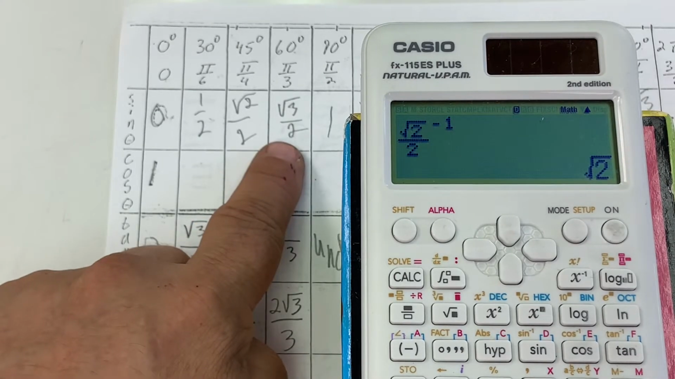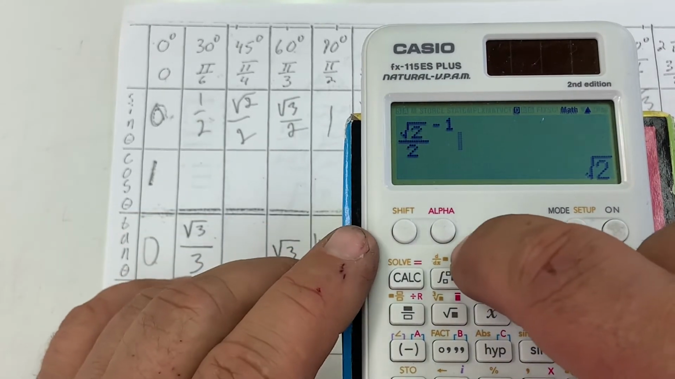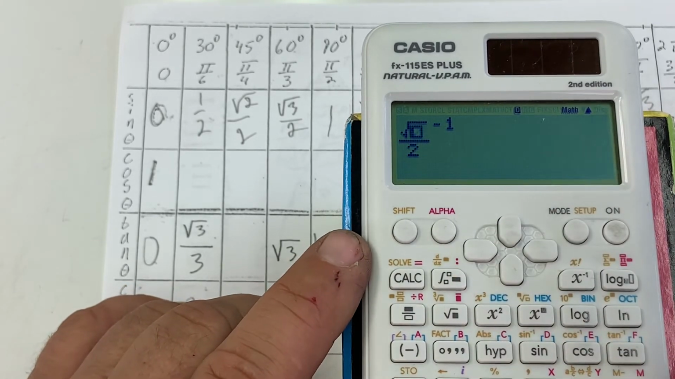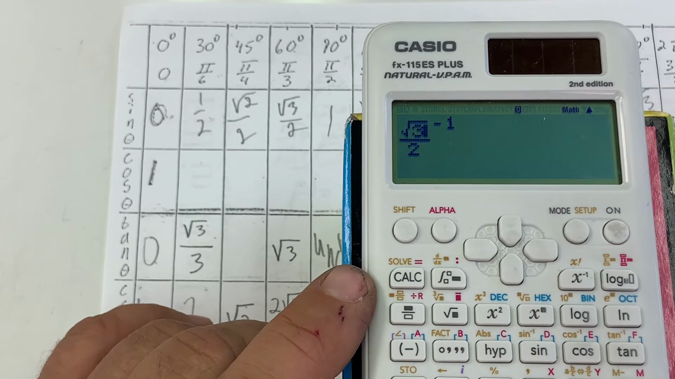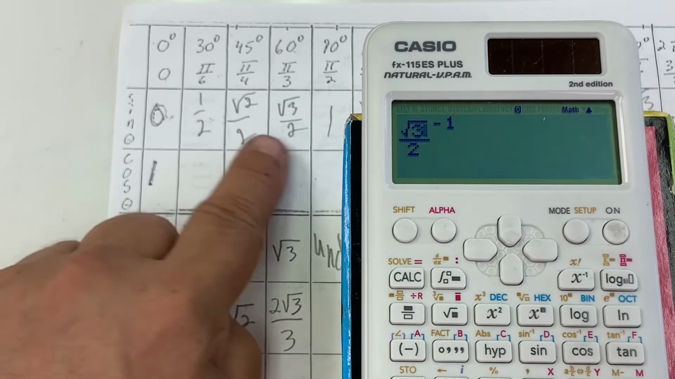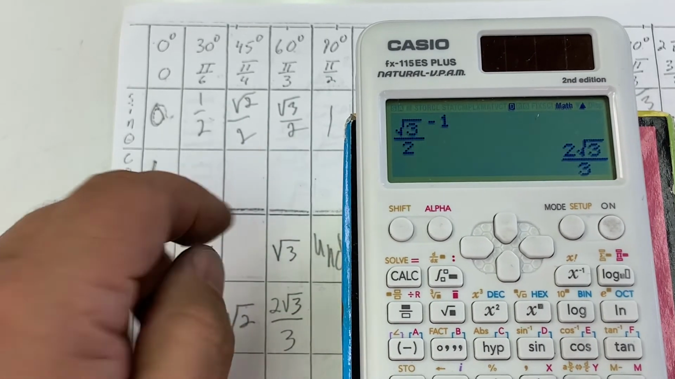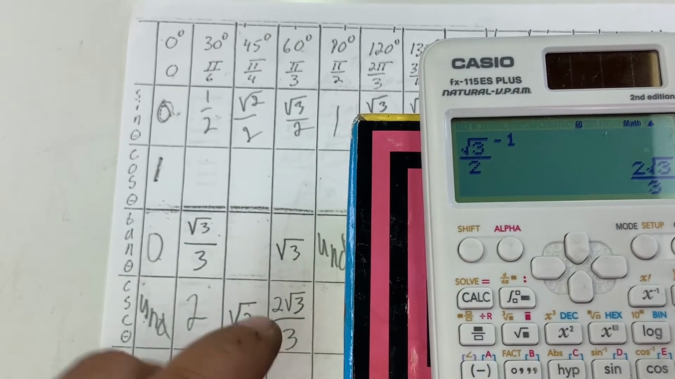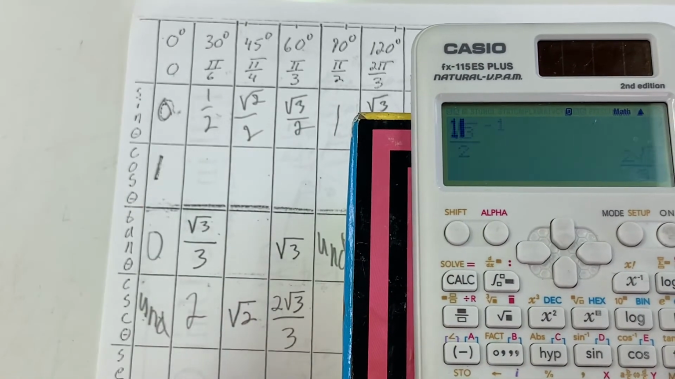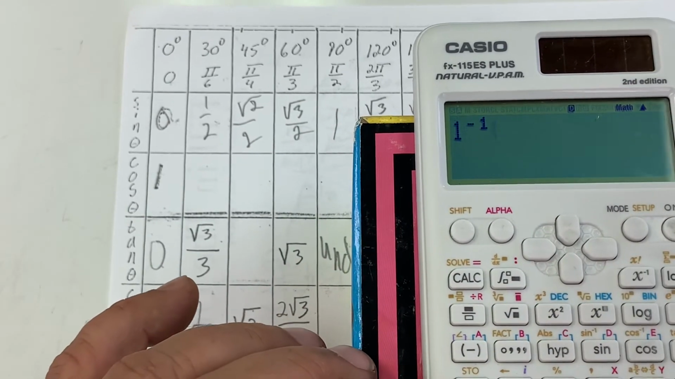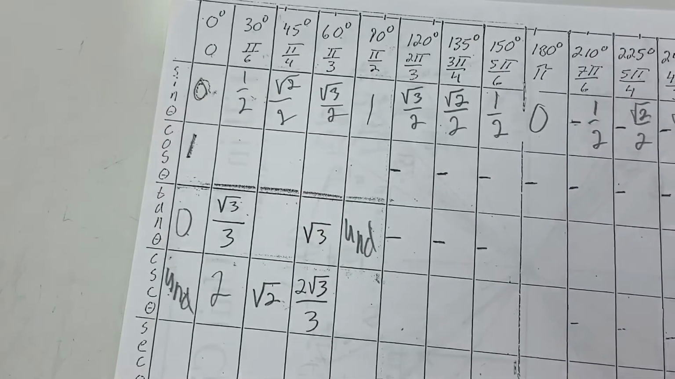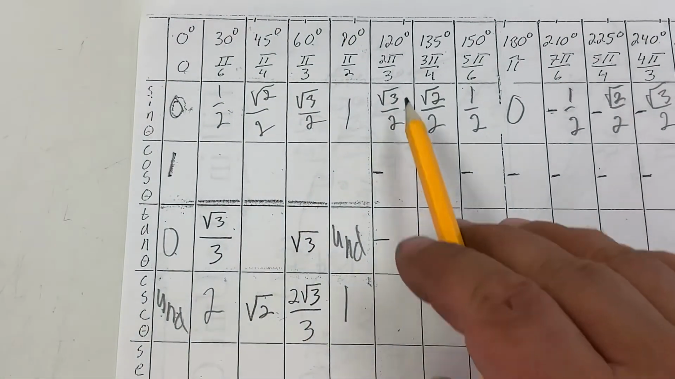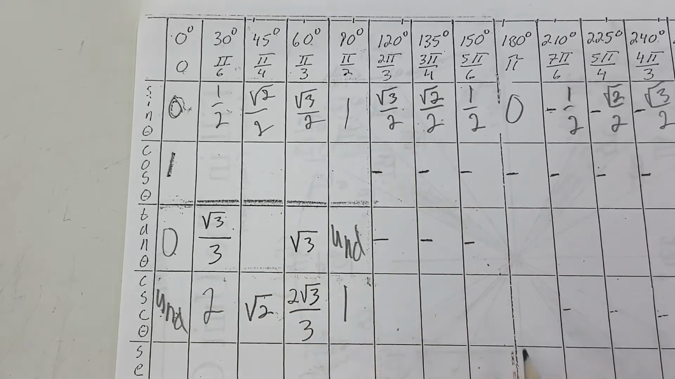It'll do the same thing for root 3 over 2. So I'm just going to back arrow and change that 2 inside there to a 3. So root 3 over 2, x to the negative 1, it equals, and it gives me 2 root 3 over 3. You're going to type in the 1, hit x to the negative 1, and it gives me 1. So I have my cosecant row. And I would just keep doing it. I'd keep typing these values in, and it would keep generating them.